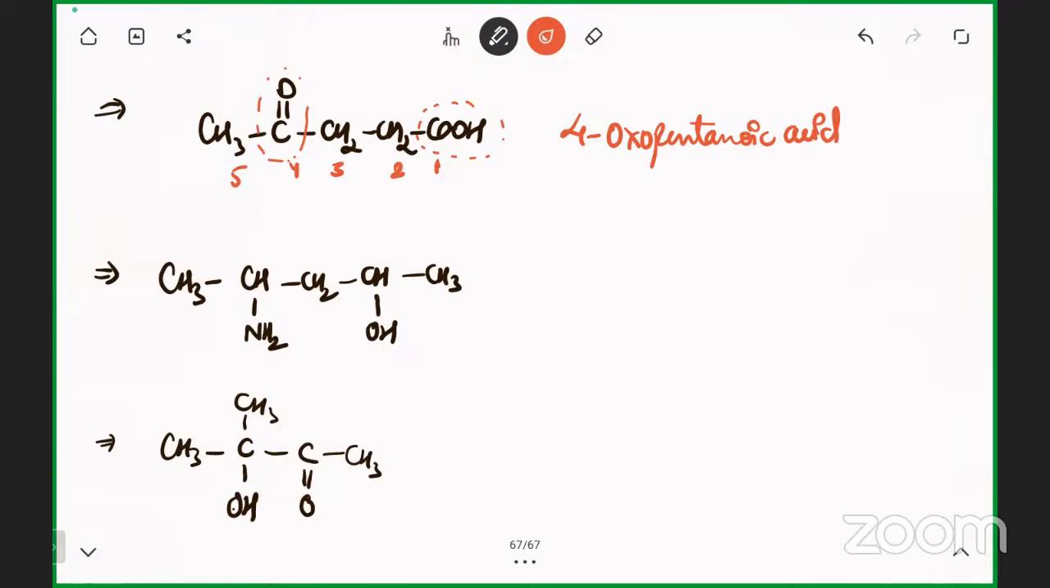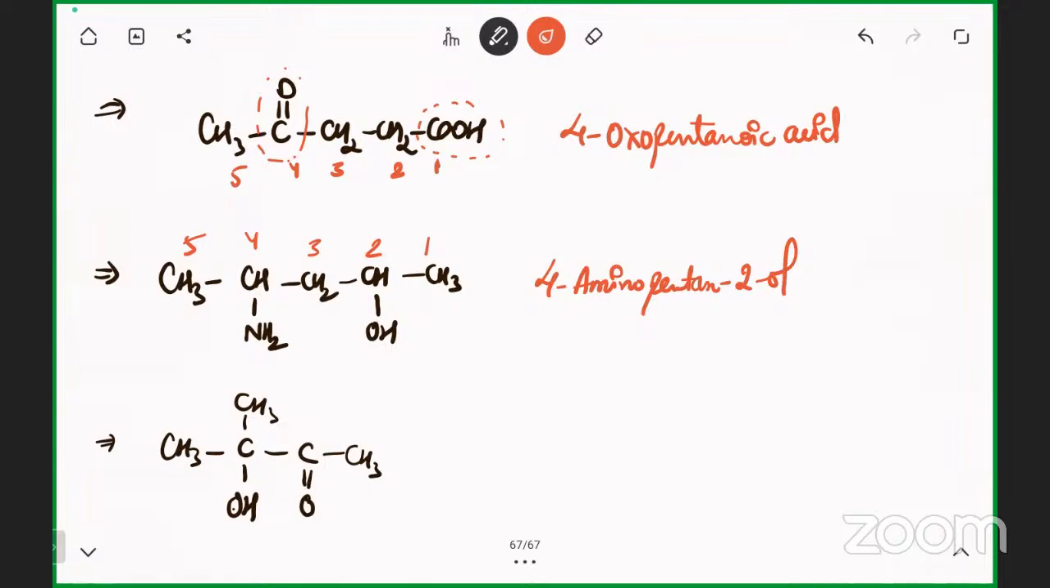So now you will do the numbering from the right hand side. 1, 2, 3, 4, 5. The name will be 4-amino. 5 carbon, then pentanol, pentane. But we cannot write pentanol directly just because OH is not on the terminal carbon. On the last carbon, it's not present. So it's present on the second carbon, so it will be pentan-2-ol.